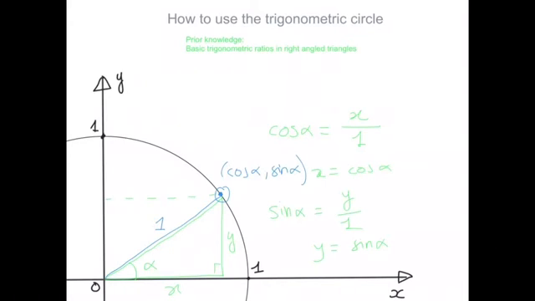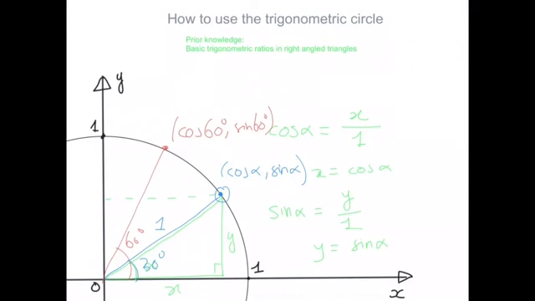So what does it mean? It means that if you take a point here at, let's say, 30 degrees, the coordinates are going to be cosine 30 degrees and sine 30 degrees. If you take another point, let's say right here, at 60 degrees, you can say that the coordinates of this point are cosine 60 degrees and sine 60 degrees.